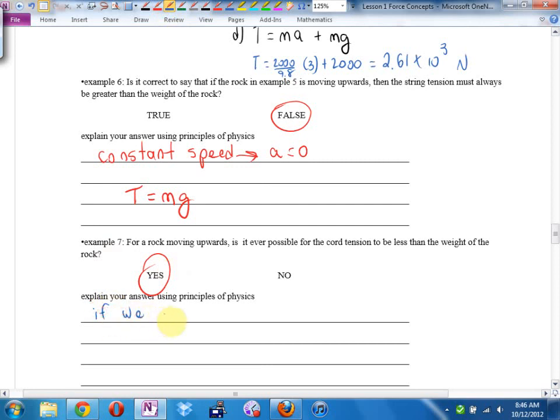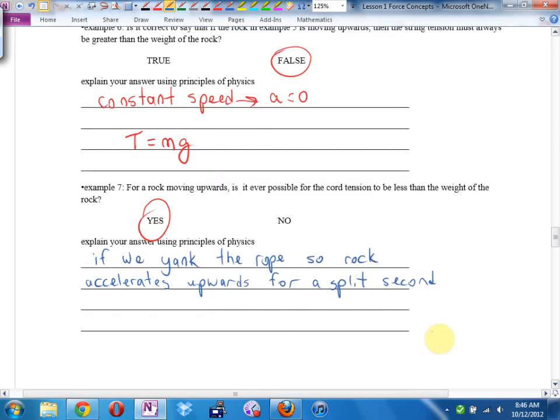If we yank the rope, so the rock accelerates upwards for a split second, the rope will be slack. Look up. Slack, when the rope is loose, we call that slack. Okay, new word for you.